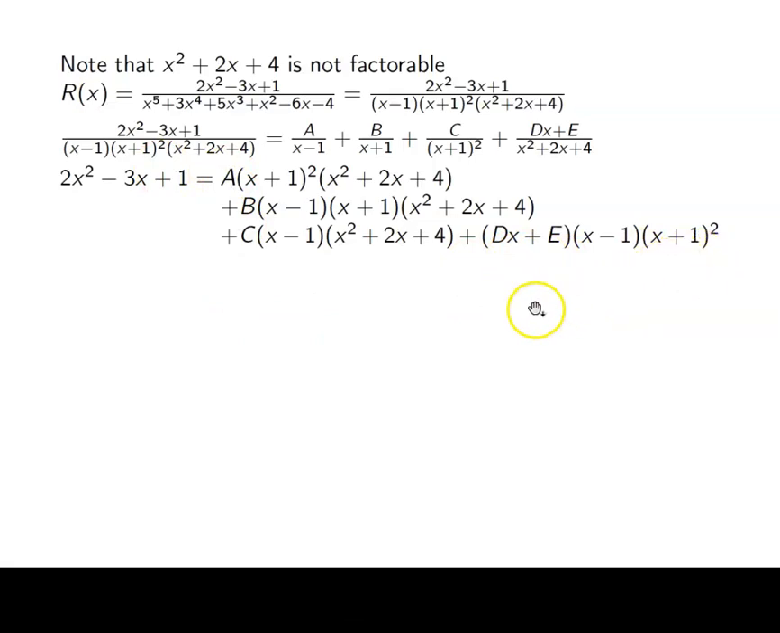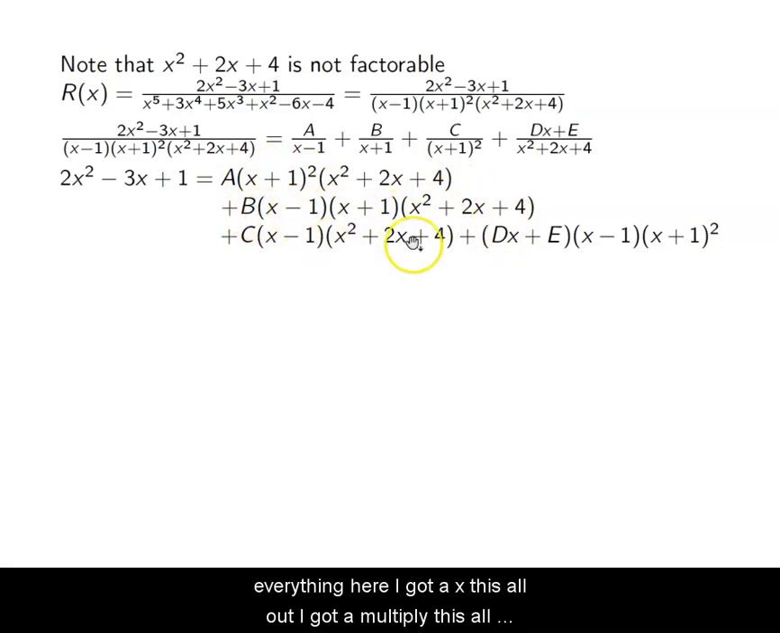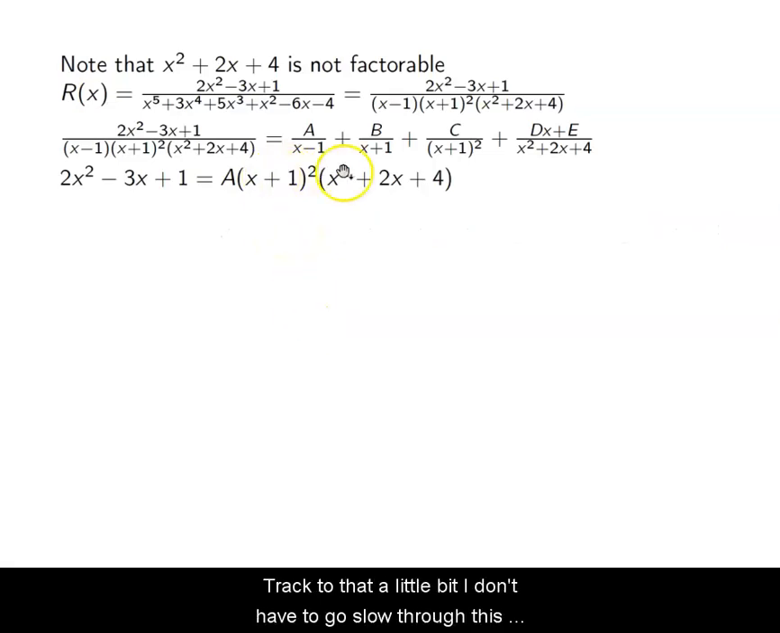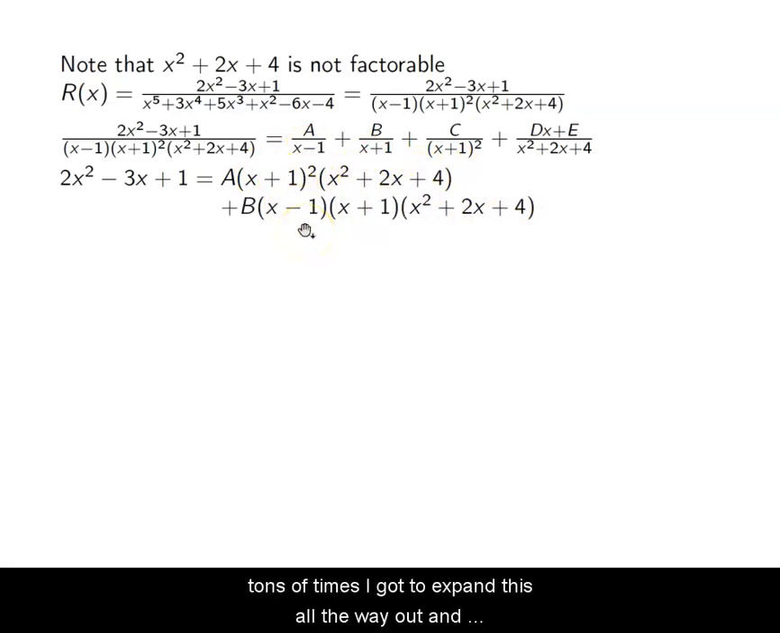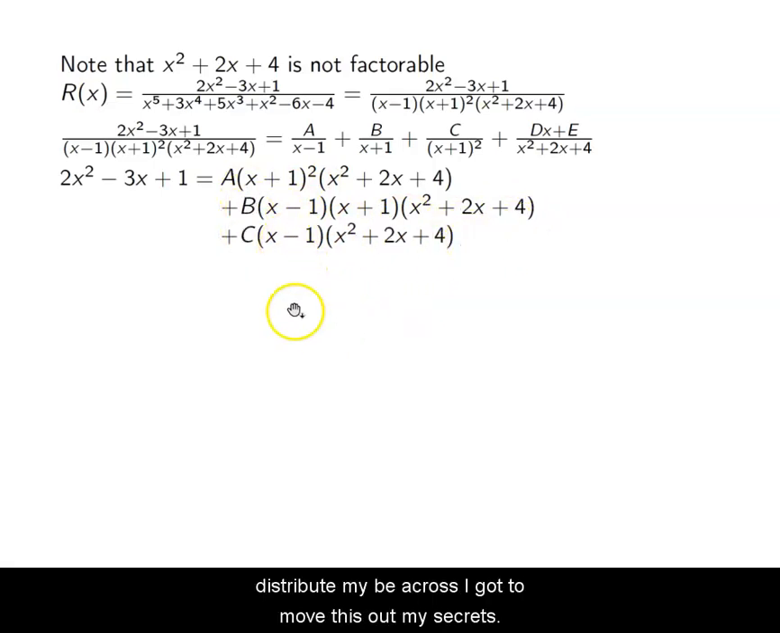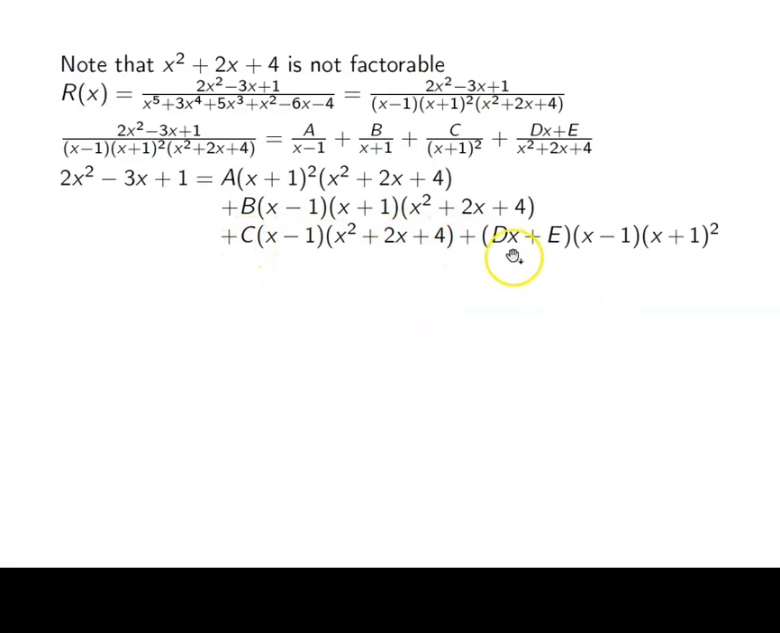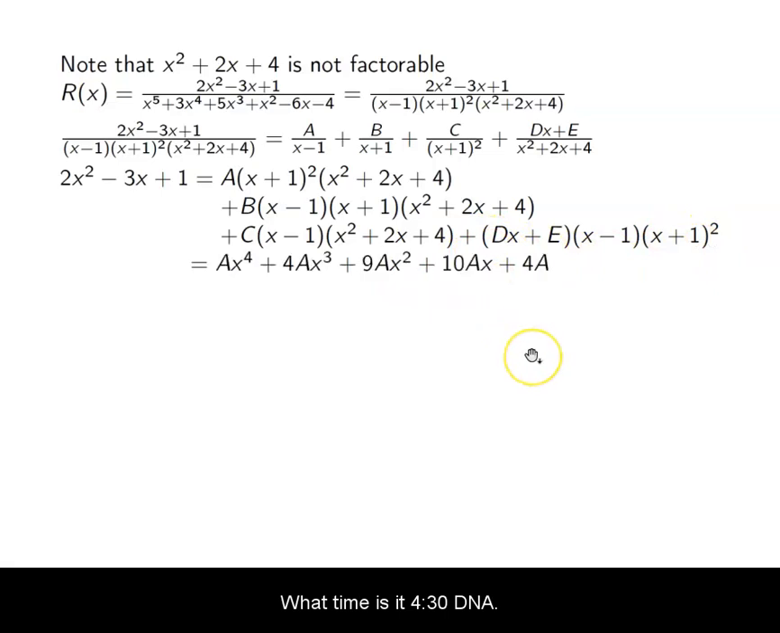So from here, guess what, guys? We got to actually expand this out, okay? Meaning I have to expand this and multiply it times everything here. I got to multiply this all out. I got to multiply this all out. So we all know how to do that. So I'm going to kind of fast track through that a little bit. I don't have to go slow through this expansion because we've done that tons and tons and tons of times, okay? I got to expand this all the way out and distribute my b across. And I got to multiply this out, distribute my c across, and multiply this across so that I know what terms I have for d and e.